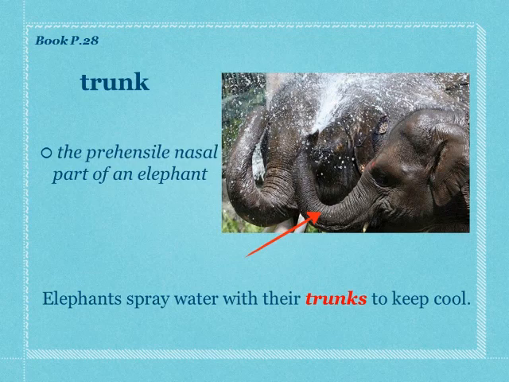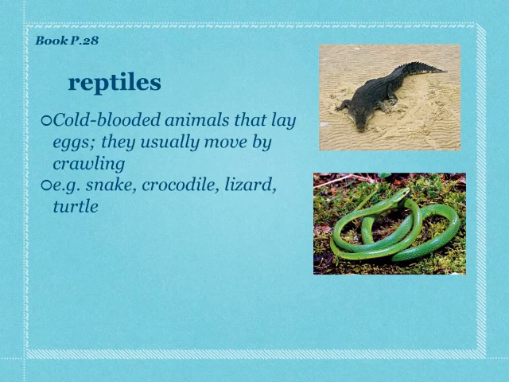Page 28. Trunk. The prehensile nasal part of an elephant. Elephants spray water with their trunks to keep cool. Page 28. Reptiles. Cold-blooded animals that lay eggs. They usually move by crawling, for example, snake, crocodile, lizard, turtle.